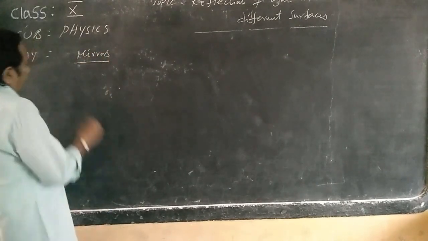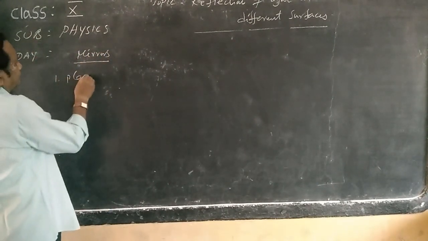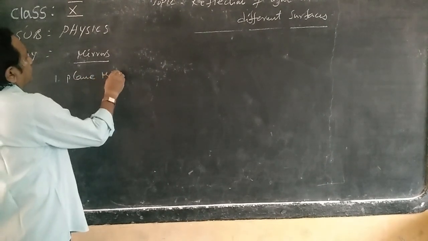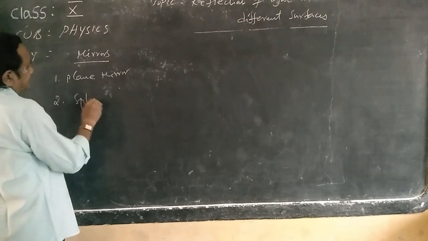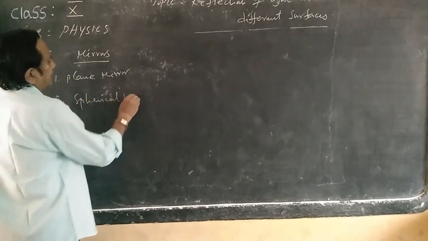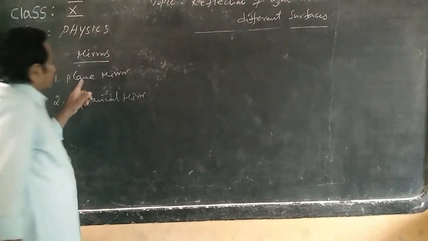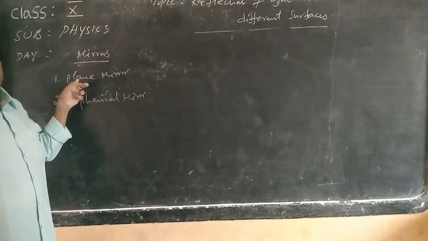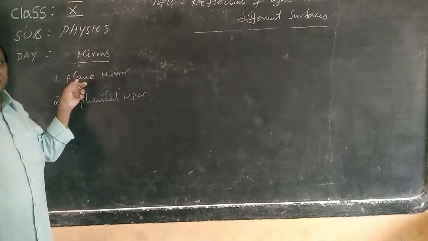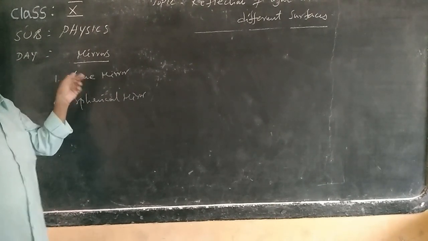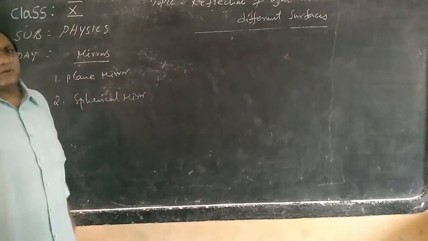Mirrors are of two types: plain mirrors and spherical mirrors. We use plain mirrors in houses also, by looking at our faces. In a plain mirror, what happens? A virtual image will be formed.